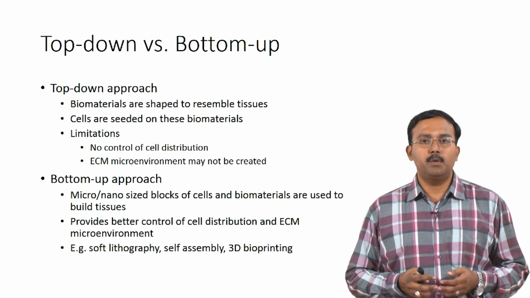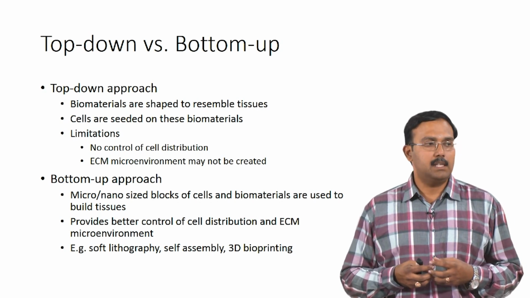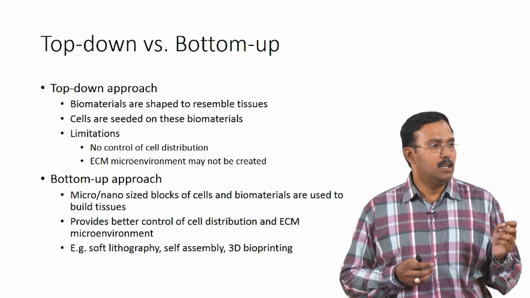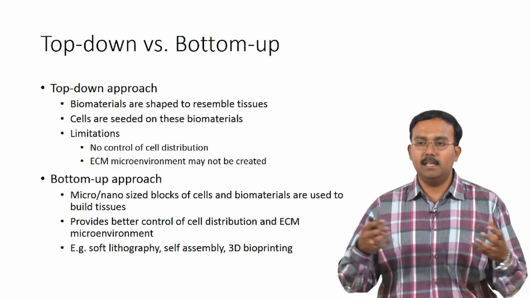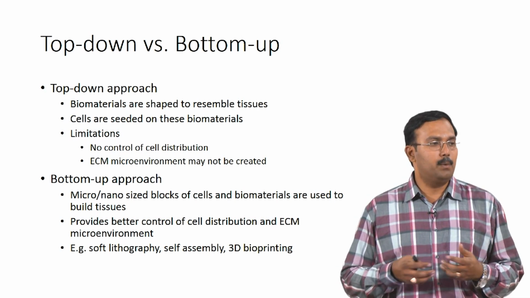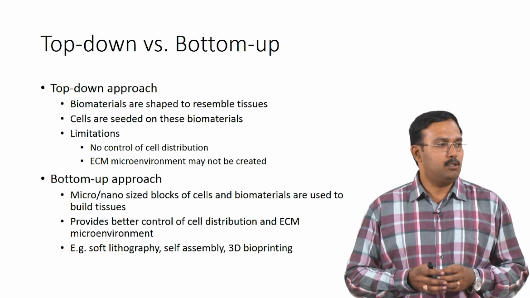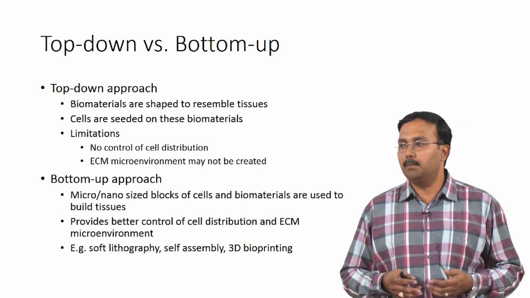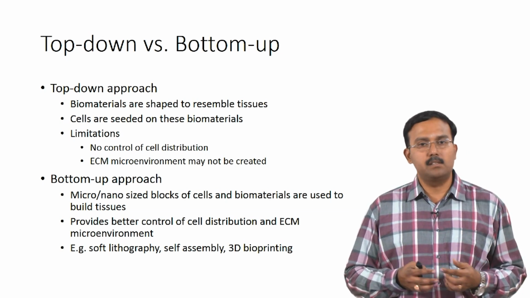Whereas a bottom up approach is where micro or nano sized blocks of cells and biomaterials are used to build the tissue. So, you have very small structures which contain cells themselves, and you combine these to create the ECM, which will act as a scaffold. This can provide better control over cell distribution and also the ECM microenvironment. There are many techniques to do this. Some of them are soft lithography, self assembly, and 3D bioprinting. Today we will talk about 3D bioprinting. In tomorrow's lecture we will be covering self assembly.